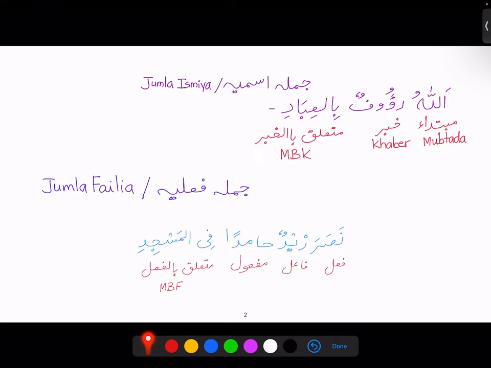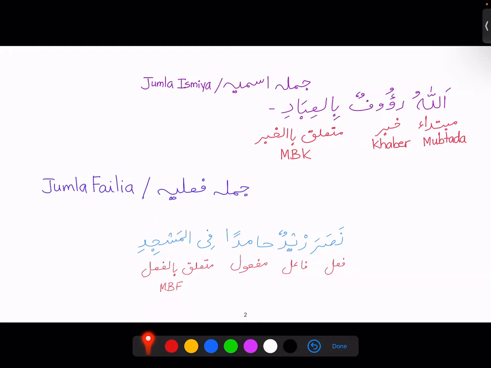And what is mutalik bil fail or mutalik bil khabar? What are they? Good question. Mutalik bil khabar in Jumla Ismiya is the news about the jumla. What kind of construction? Jar majrur and zarf. Two things. Yes, and zarf fragments. So these two fragments, we can label them as MBK or MBF. MBK in Jumla Ismiya and MBF in Jumla Failure.